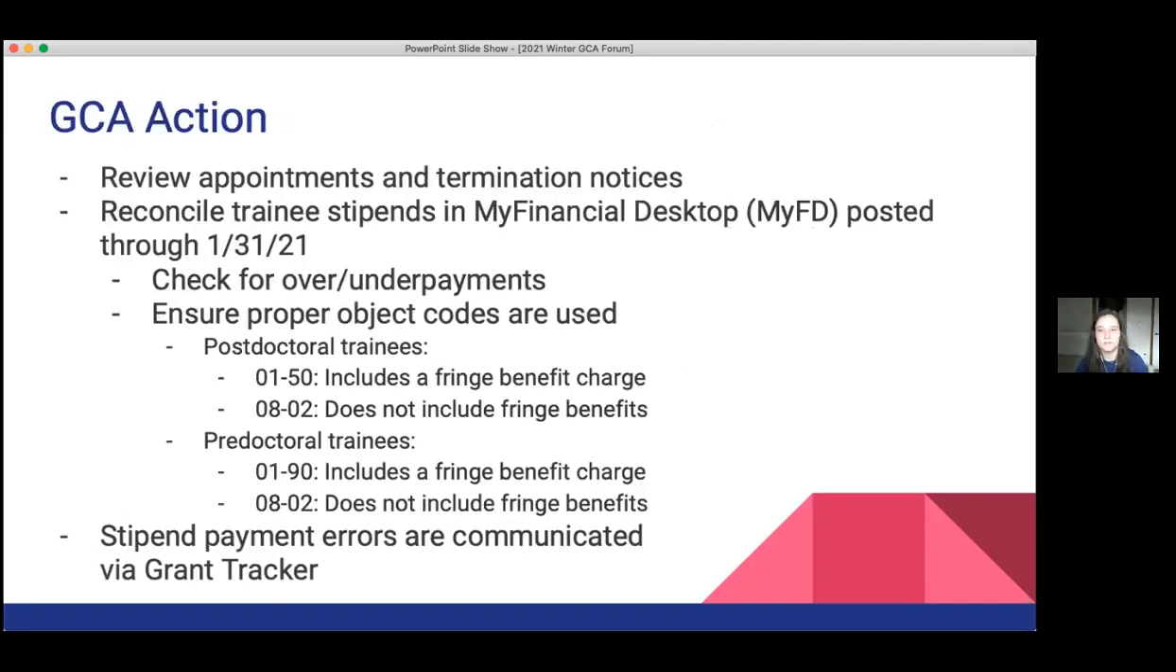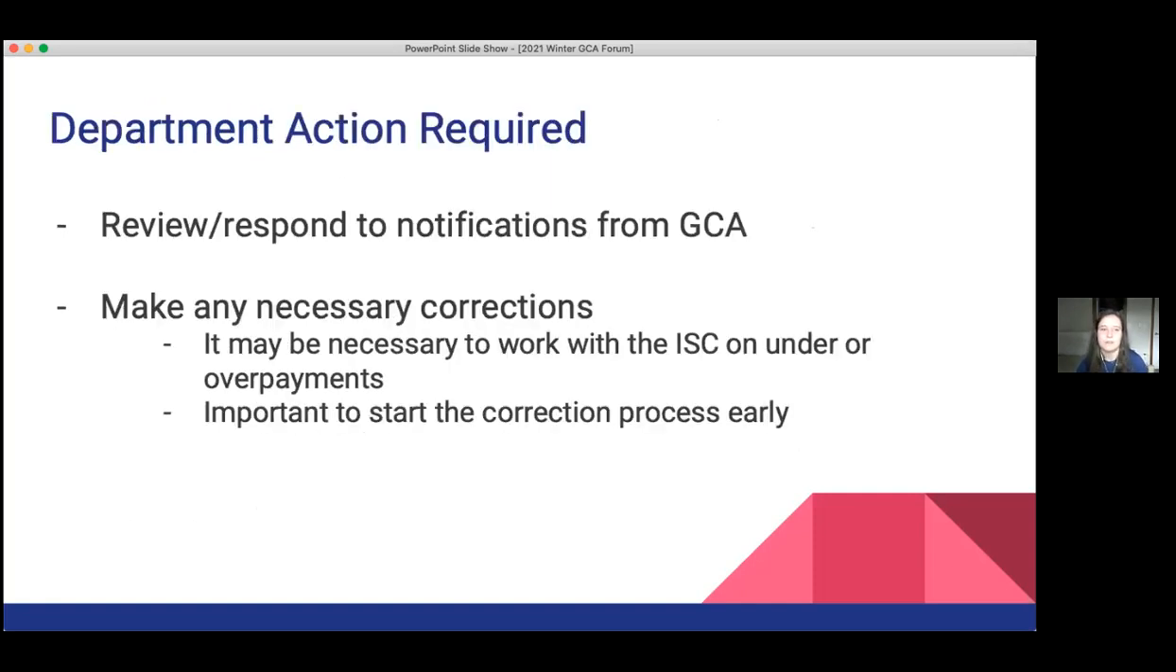What we'll do is review the appointments and term notices and trainee stipends posted in MyFD through the end of January. We'll be looking for over or under payments, as well as the correct use of object codes, and we will communicate any errors found via Grant Tracker. What we need from your department is to review any communication from GCA and respond if we've identified errors. Also, you'll need to make the necessary corrections, which may involve working with the ISC on under or over payments. Sometimes these corrections can take a while, so we recommend an early start on the process, again, to reduce the risk of a late FFR.